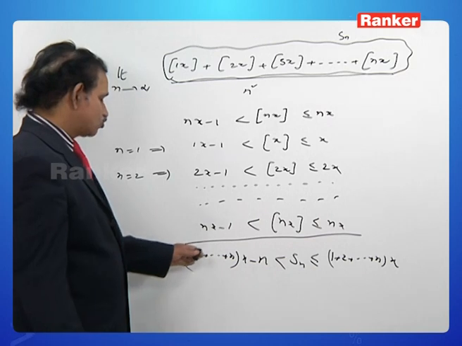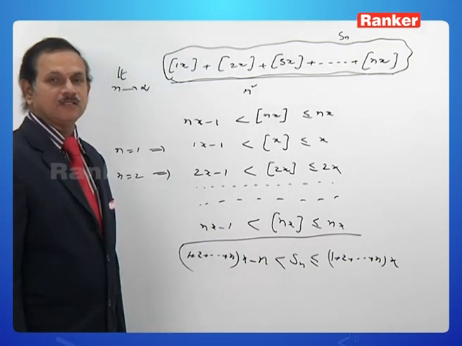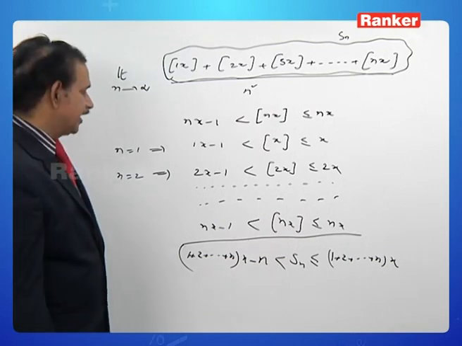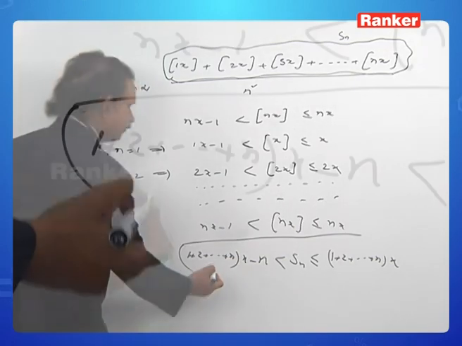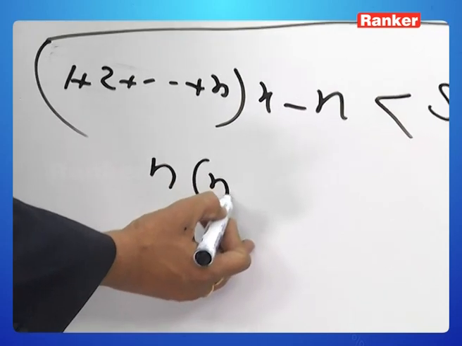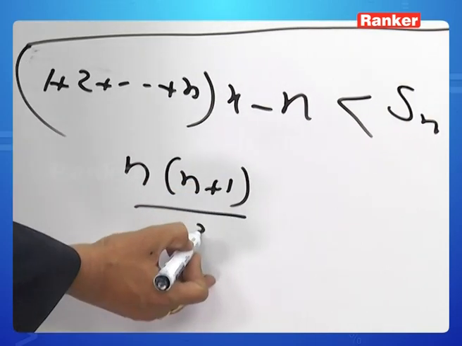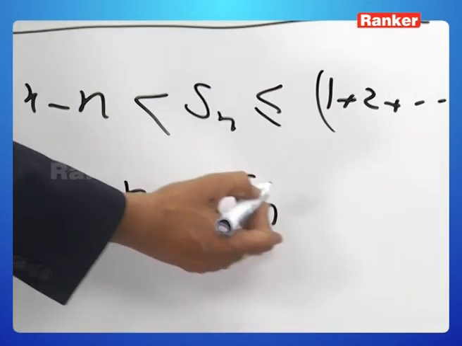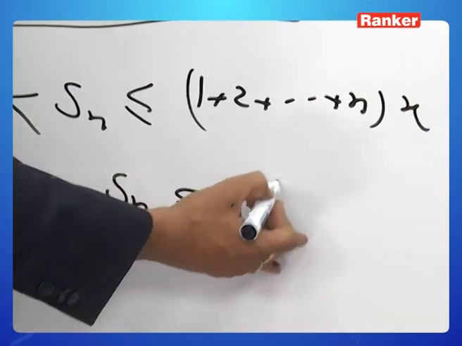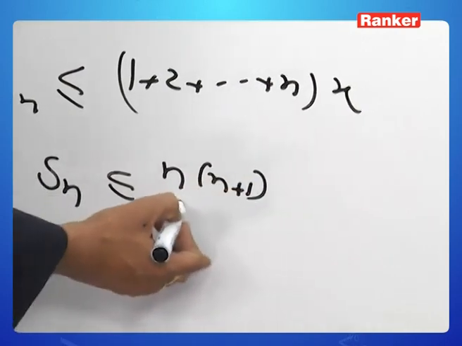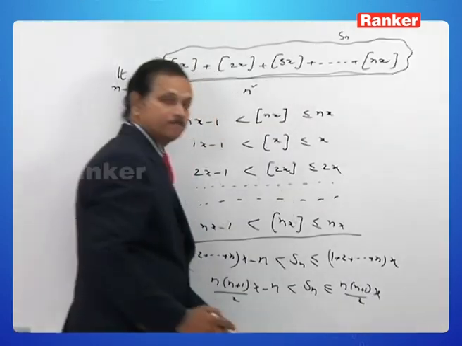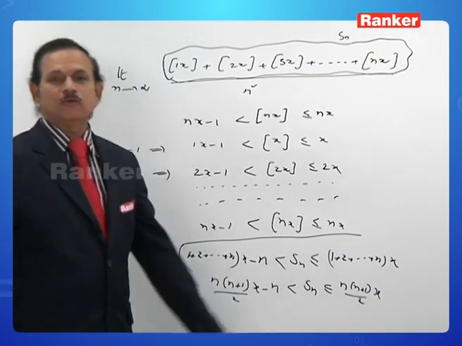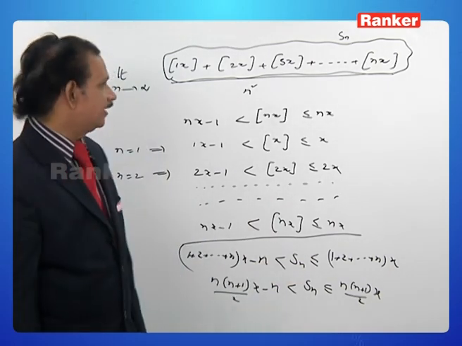1 plus 2 plus and so on plus n is nothing but the sum of the first n natural numbers, which is n into n plus 1 by 2. Therefore, n into n plus 1 by 2 into x minus n is less than Sn, which is less than or equal to n into n plus 1 by 2 into x. We shall now encash this last step to have the required limit.